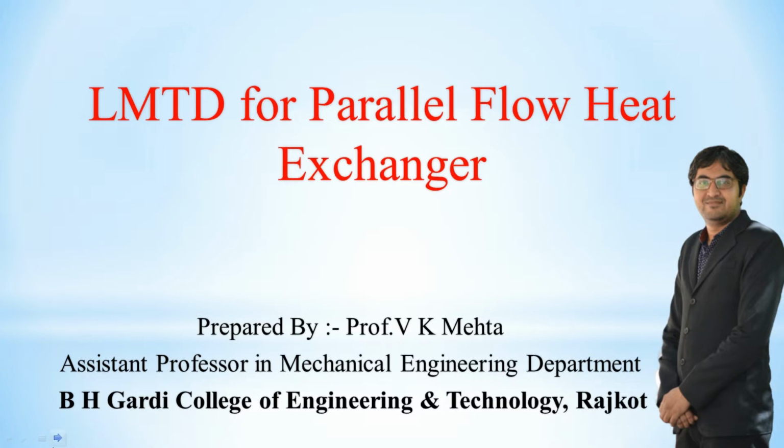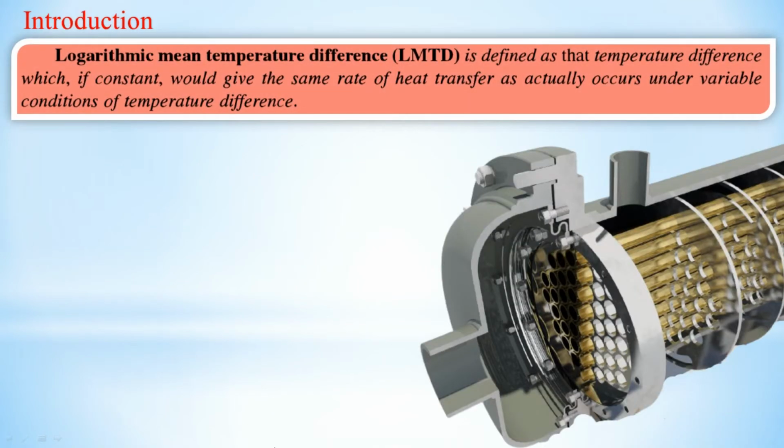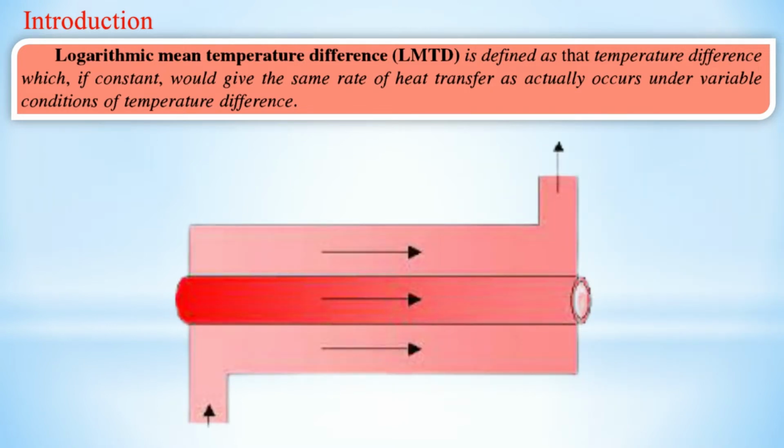In this video lecture, we will derive the equation for LMTD for a parallel flow heat exchanger. First of all, what is a parallel flow heat exchanger? A heat exchanger is a device in which there is a transfer of heat between the hot fluid and cold fluid. And if the flow direction of the cold fluid and hot fluid are both the same, then it is called a parallel flow heat exchanger.